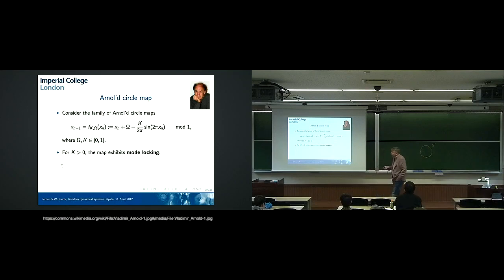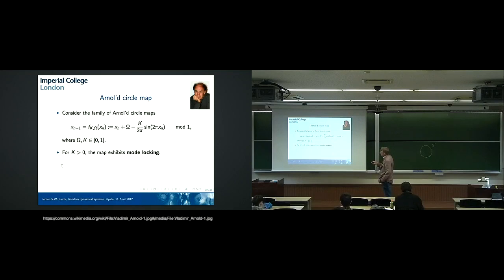So let's look at an example, the well-known example of Vladimir Arnold. This is the Arnold family. We have x_{n+1} = x_n + omega - (k/2π) sin(2π x_n). This has to be a periodic function because it commutes with the shift by 1. This is just on R, and I take it mod 1 to wrap it back onto the circle. And so omega and k are two parameters.